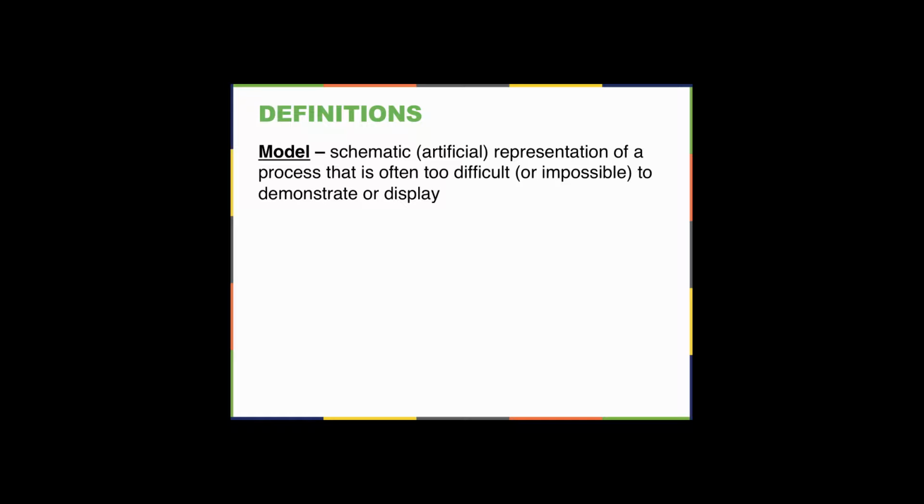The important thing to understand about a model is it's artificial. It's not the way things really are. The problem is we probably don't know exactly how things really are. But in order to understand and put together the information we do know, sometimes we have to make up a representation of that process so that we can understand it. And it's important also to understand that we do this because otherwise we would not be able to do the demonstration or to display what we want to say.